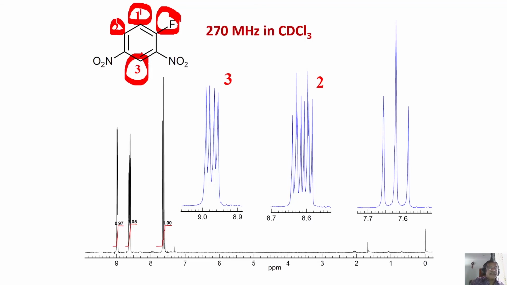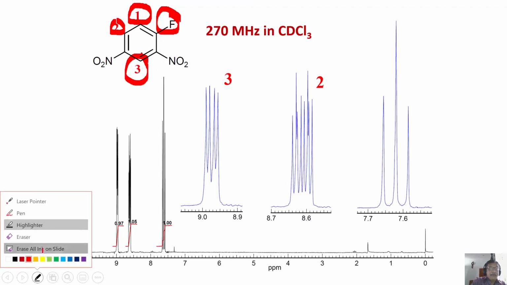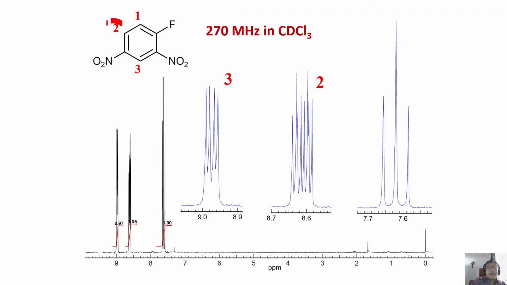First, it is a doublet because of these 2 lines, and each line is going to be 4 lines, doublet of doublets because of this. You are understanding my point very clearly. Please remember, this proton is going to be a doublet because of this ortho coupling to this proton. So we write 1 doublet.